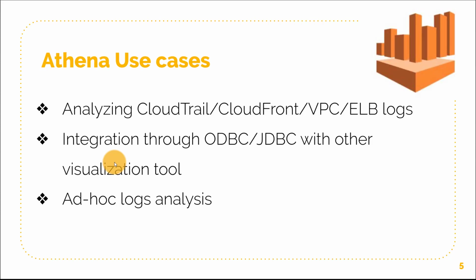First, you can analyze any type of AWS logs such as CloudTrail, CloudFront, or VPC or ELB logs. So you can point to the existing logs of AWS and query them. Another is you can integrate Athena JDBC with other visualization tools from your local workspace. Then you can do ad hoc log analysis, such as analyzing your Tomcat logs or ELK stack logs. Basically, you can segregate the logs in terms of exceptions or user behavior.